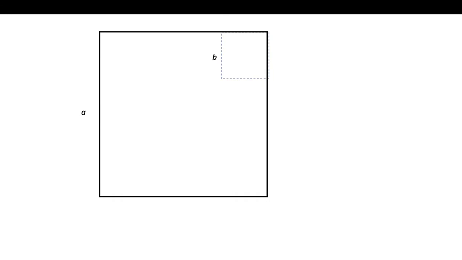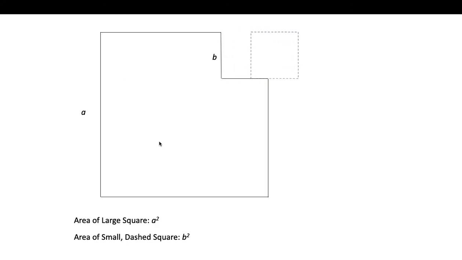Now they asked us to remove it. So basically we're going to do a squared minus b squared, or basically remove the b squared square from the a squared square. So what we've done so far: the area of the large square is a squared and the area of the small dashed square is b squared. So let's remove the b square from the a square. Now we have removed the small dashed square from this large square, but now we have to calculate the area of this complex figure.